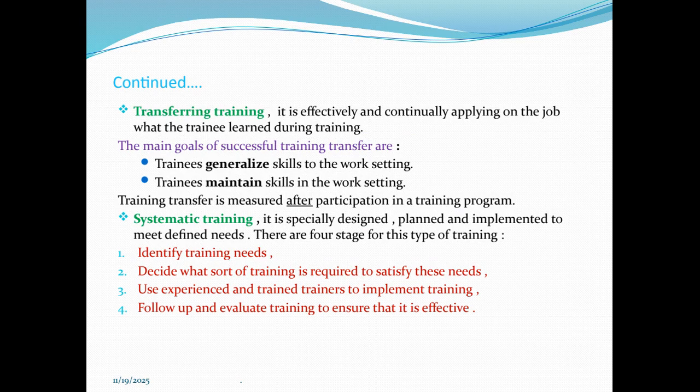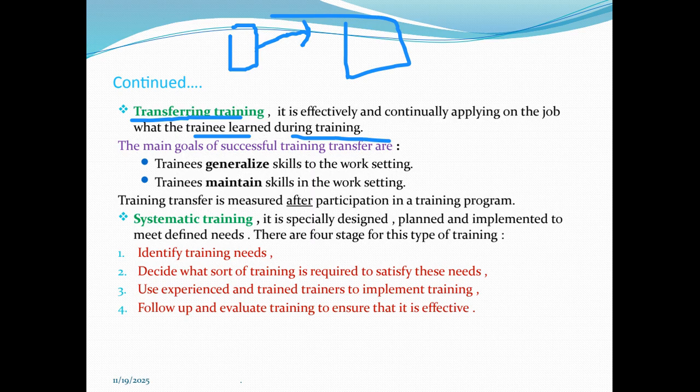But now the big question arises: what is transferring training? What you have learned, can you convert it into practice? It is essentially and continuously applying on the job what the trainee learned during the training. So the main goal of successful training is that the trainee generalizes the skills to the work setting and maintains the skills in the work setting.